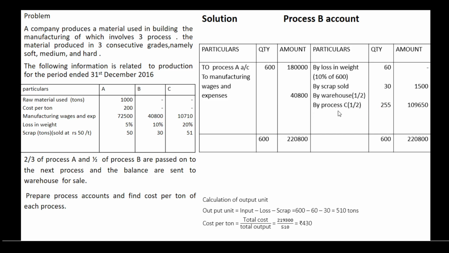So half of the output is transferred to the process C, but the remaining half is transferred to the warehouse, that is the 1/2. So 510 into 1/2, that is the 255 tons. So this 255 tons is multiplied with the cost per ton, that is the 430. So 255 into 430, that is 1,09,650 rupees. That is the amount of warehouse. So this is the process B account.